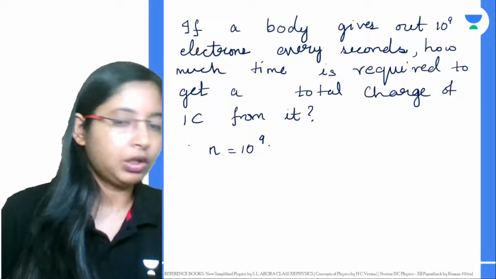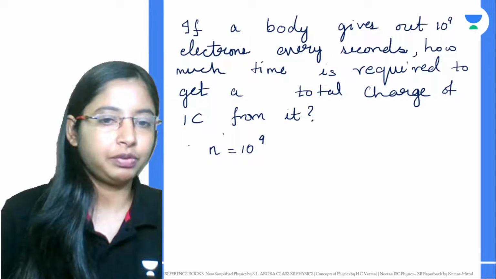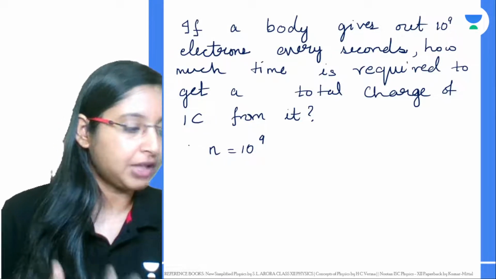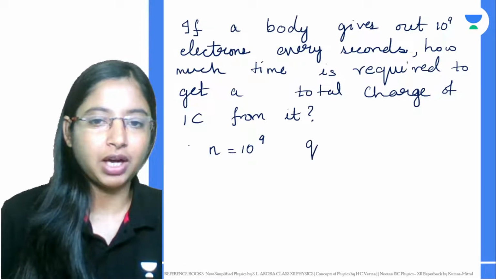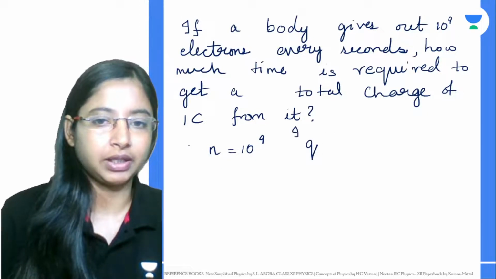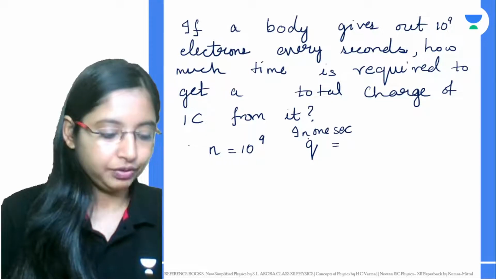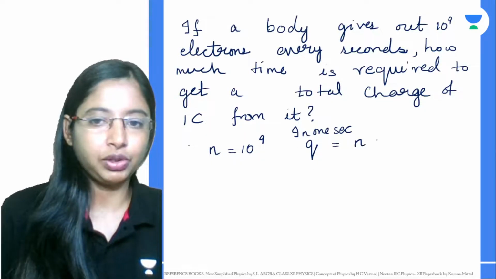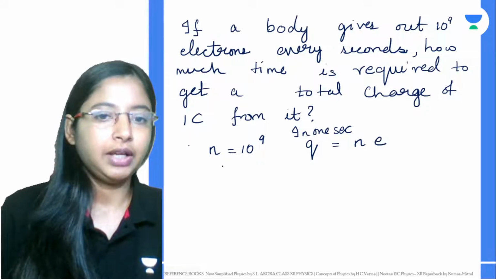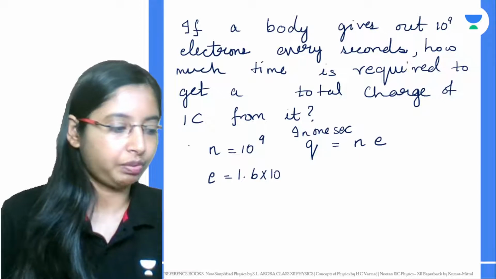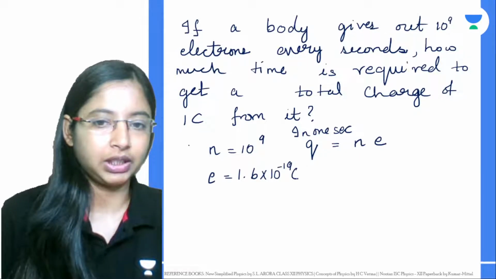Now, what will be the charge if it gives out 10 to the power of 9 electrons in 1 second? What will be the charge given out by the body in 1 second? Now for this charge, we can use the equation Q is equal to N into E, right? The E value is already known. E is nothing but 1.6 into 10 to the power of minus 19 coulombs.